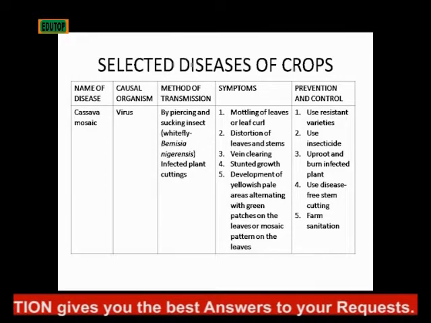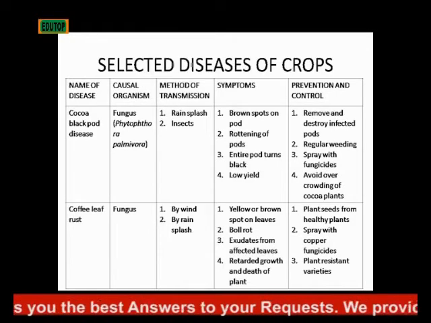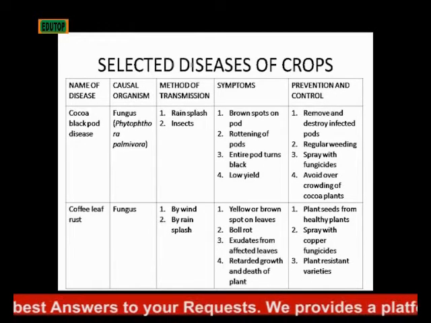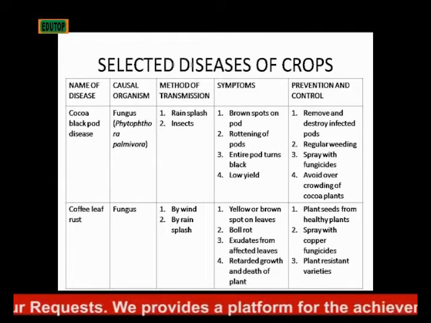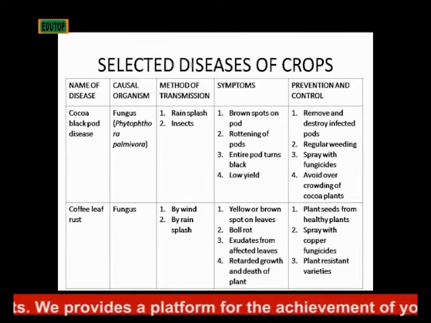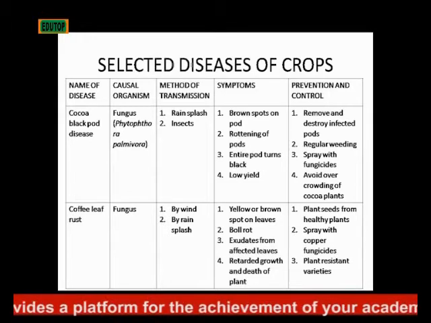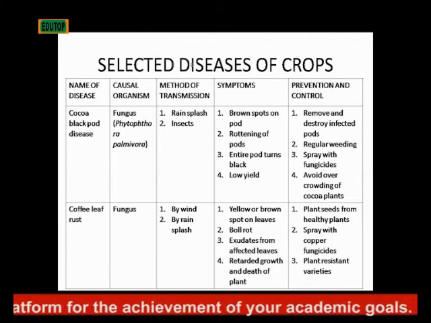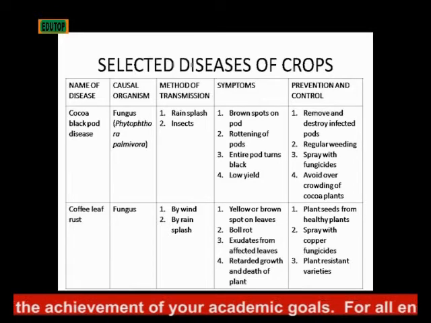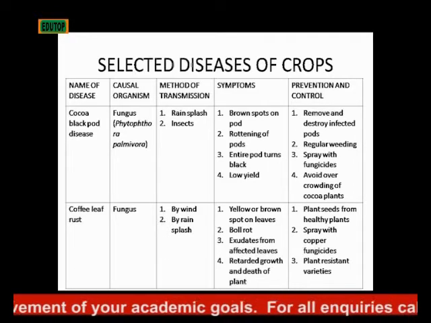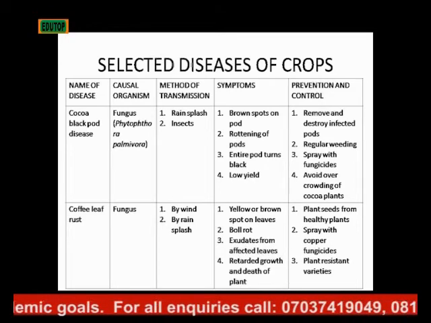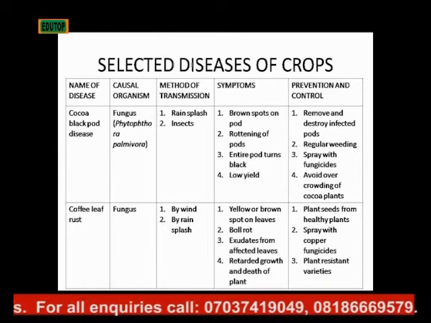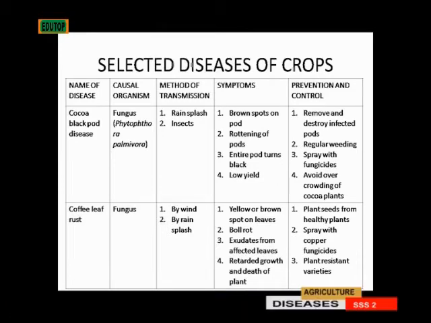The next disease is the cocoa black pod disease. This is caused by a fungus called Phytophthora palmivora. It is transmitted through rain splash and insects. What you see on a diseased cocoa plant with this cocoa black pod disease is that there will be brown spots on the pod. The pods will also be rotting. The entire pod will turn black. Then you observe low yield.